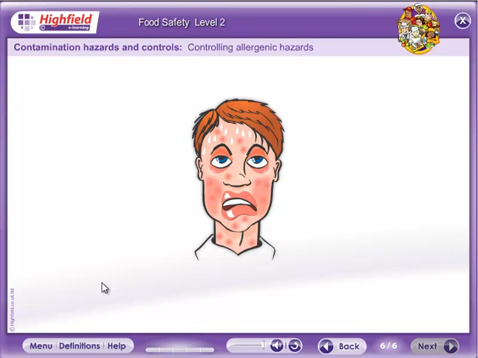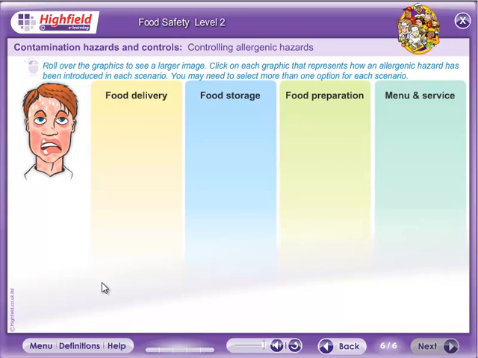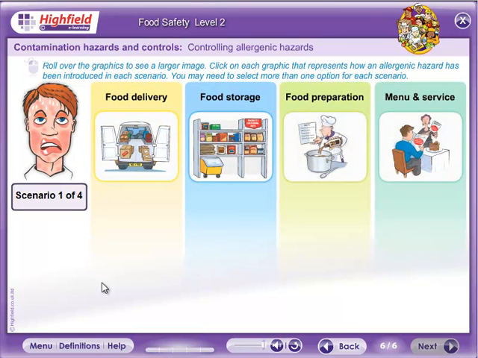Can you help him to identify at what stage the allergenic hazard was introduced? Click the graphics which show where the allergenic hazards were introduced. There are 4 questions in total, and sometimes there'll be more than one correct answer. So ensure that you look at every image before choosing your answers.